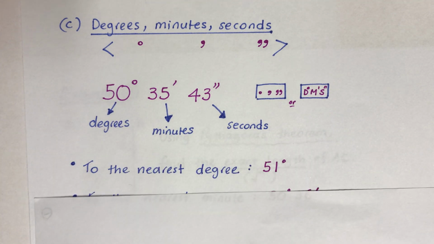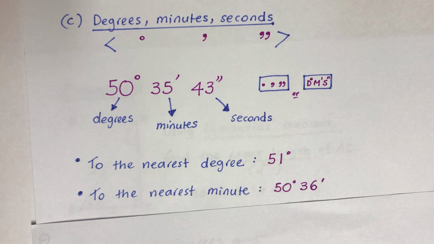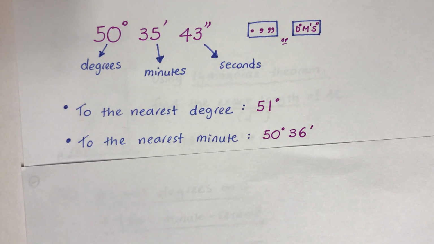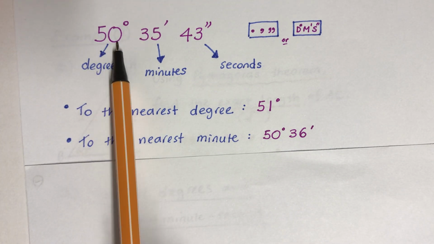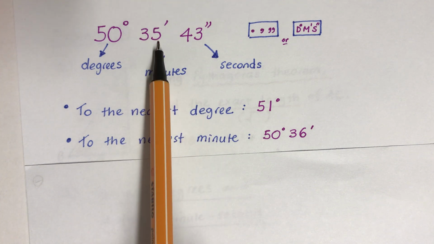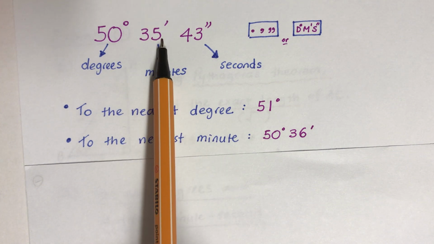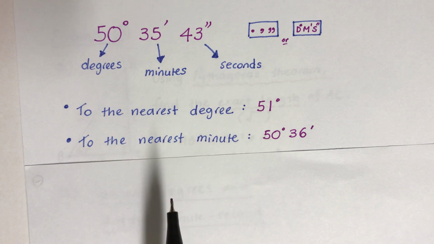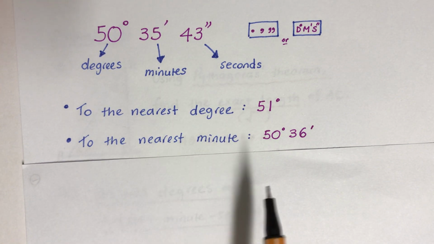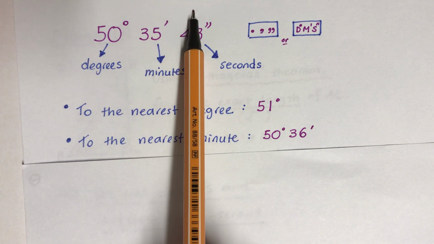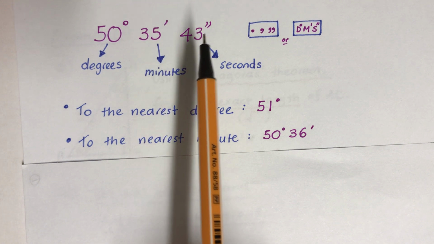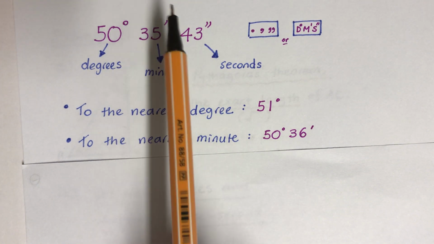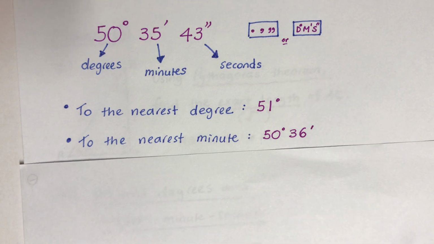Okay, so let's have a look at that. This is just an example. To the nearest degree from here, I'm looking at the minutes. It's more than 30, so it's rounding up, so it's 51 degrees. And then to the nearest minute, it'll be up to here. But when we look at the seconds, it's more than 30, so it's rounded up. It's 30 or more than 30, so it's definitely rounding up to 50 degrees 36 minutes. Okay, next one.